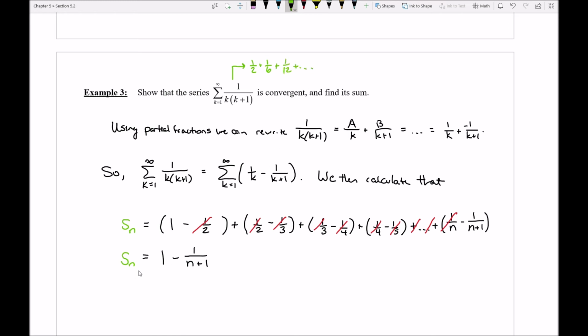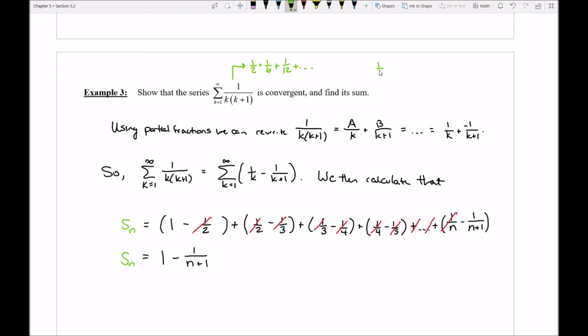Well, if I wanted to add up the first item in the list, I would just get the number 1/2. That's what this formula can find for me. To find S sub 1, I would plug in a 1. And notice that gets me 1 minus a half. That gets me a half.